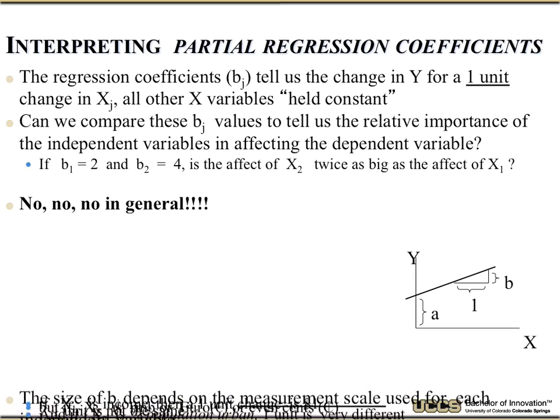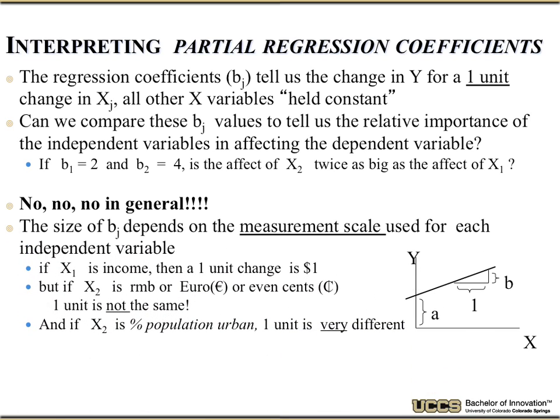Okay, puzzled long enough. So the answer is the size of b depends on the measurement scale for each of the variables. And if you don't even know what those measurement scales are, you can't do anything. But if x1 was measured in feet and x2 was measured in yards, then you're going to get very different answers than if one was measured in nanometers and the other in angstroms, right? Every time I change units, I've changed the relationship between X and Y, right?